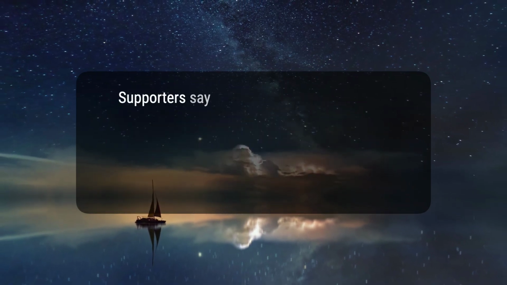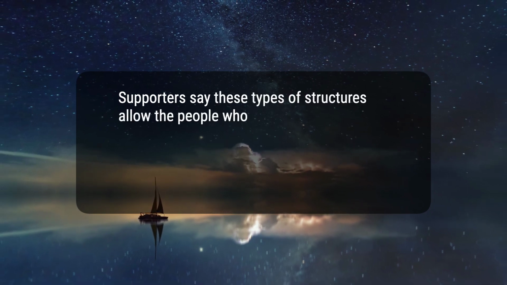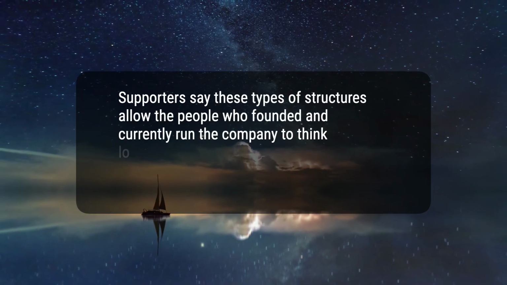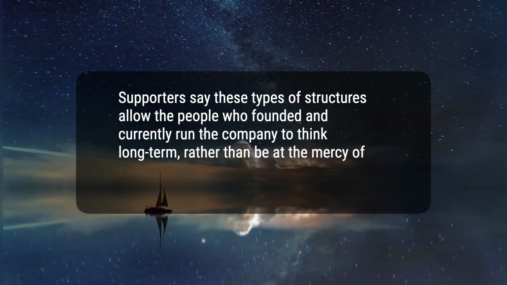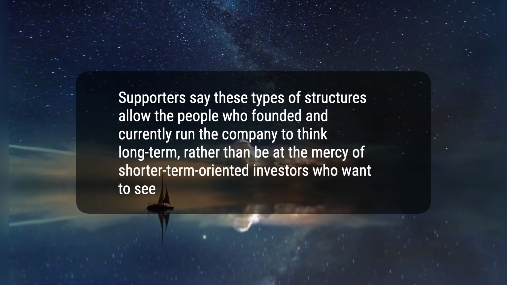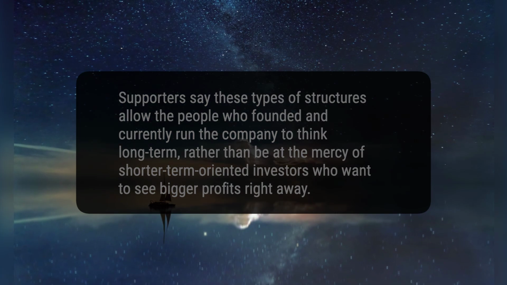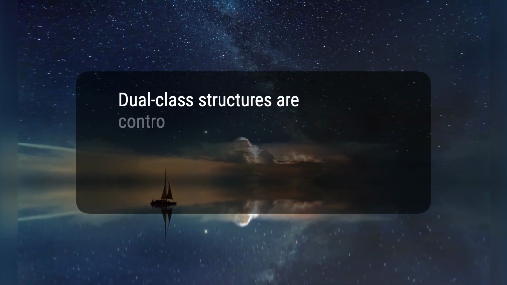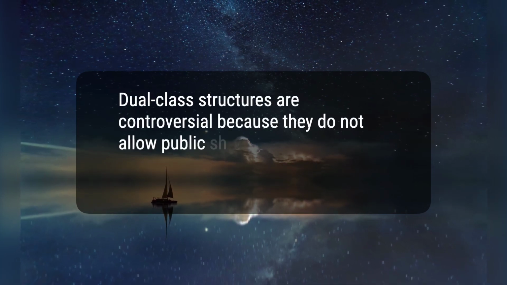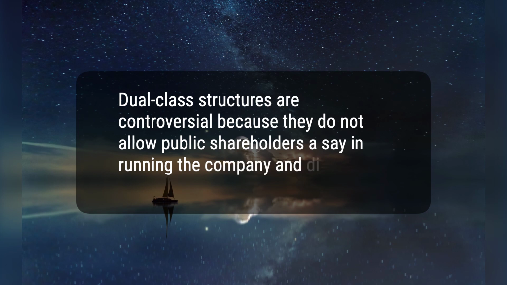3. Supporters say these types of structures allow the people who founded and currently run the company to think long-term, rather than be at the mercy of shorter-term oriented investors who want to see bigger profits right away. 4. Dual-class structures are controversial because they do not allow public shareholders a say in running the company and distribute risk unequally.